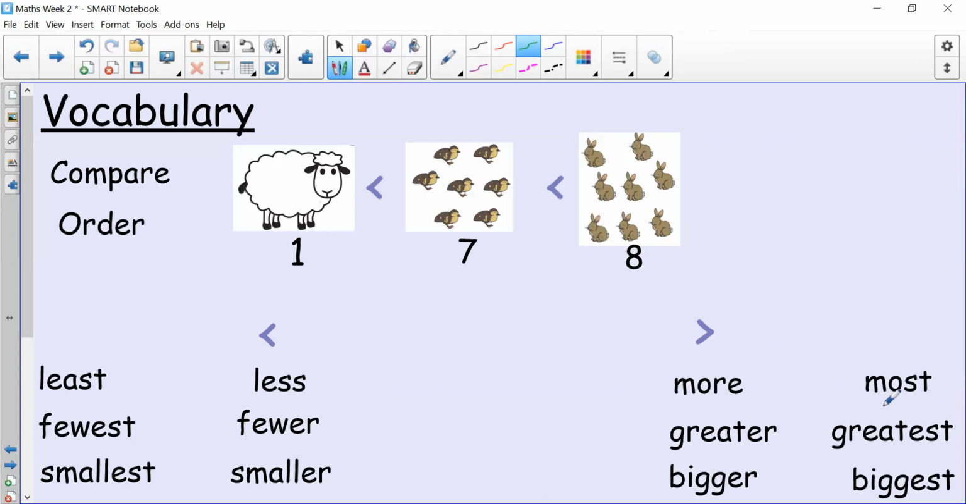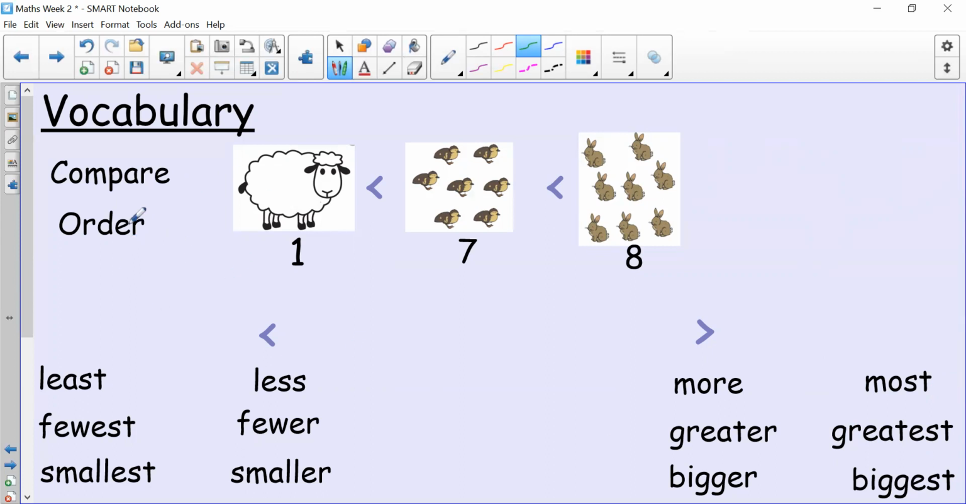But then we've also got some new vocabulary over here. We've got most, greatest, and biggest. So that means when you're comparing numbers, the number that is the most, or the greatest, or the biggest is bigger than all the other numbers.